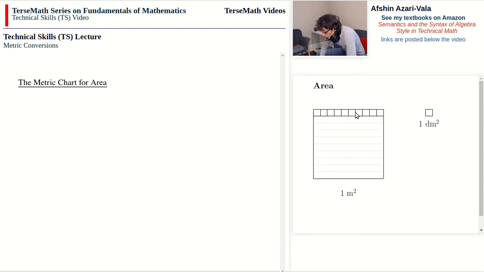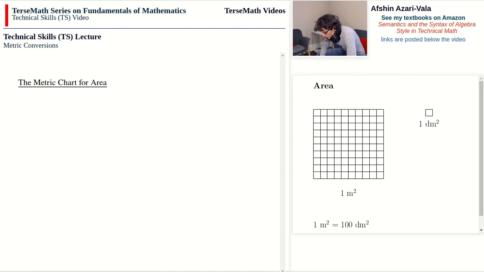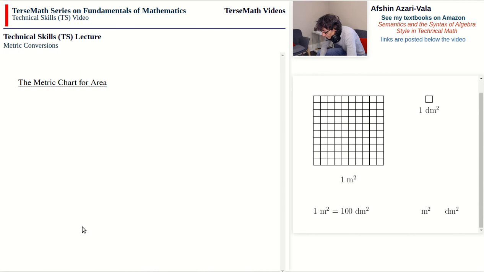We have 10 small squares in the top row, and now we have 10 rows. So the total number of squares will be 100. And this shows that 1 square meter is equal to 100 square decimeters. And that means on the metric chart, when we go from square meter to square decimeter, we have to multiply by 100. Or if we are going back, we divide by 100. But then what that means is that for one move on the chart, decimal point moves over 2 digits.